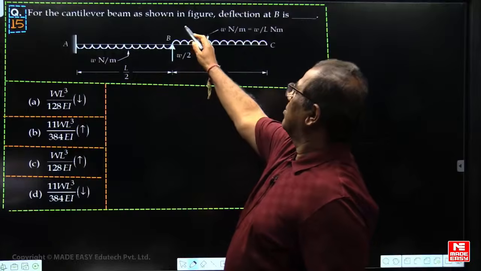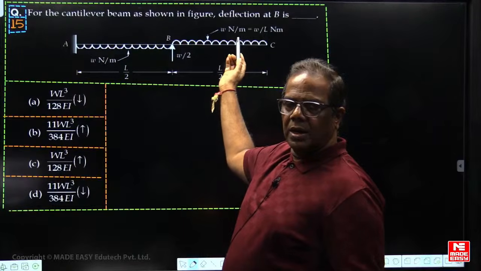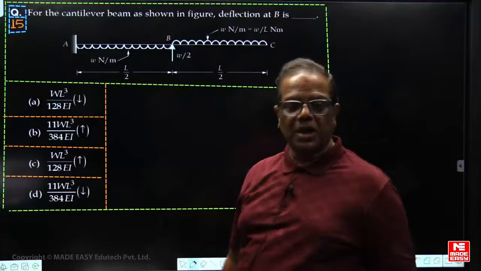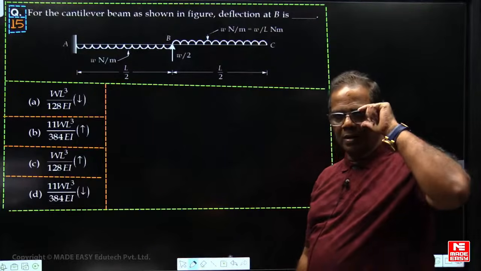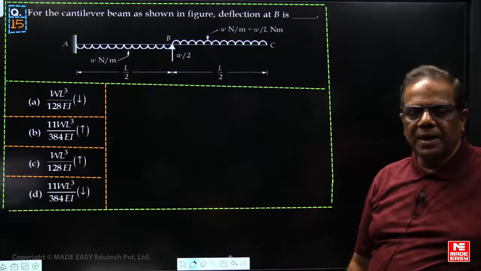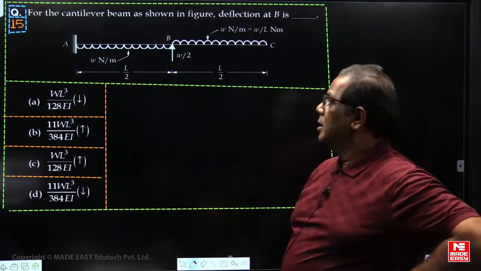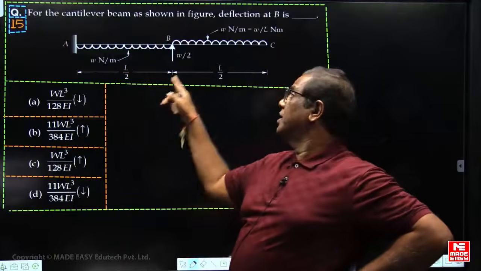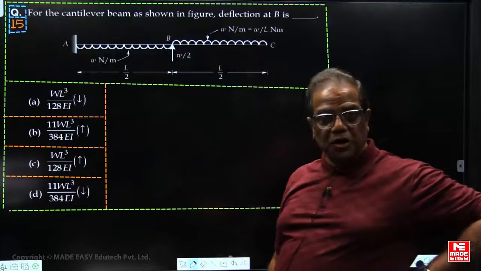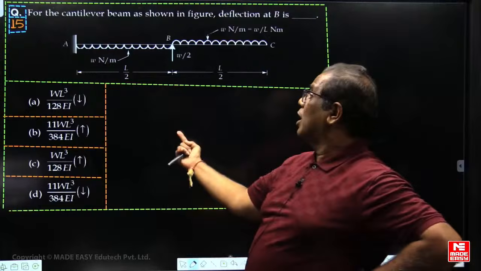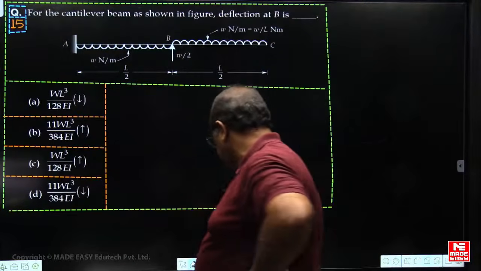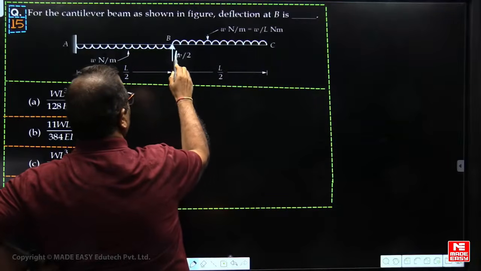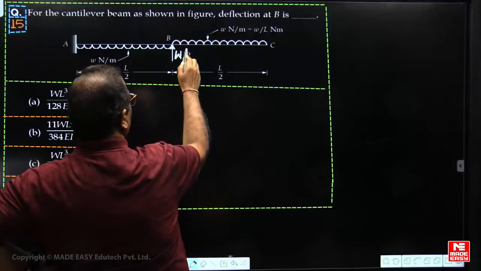For the cantilever beam as shown in the figure, deflection at B. It is loaded by two UDLs in the opposite direction: A to B upward UDL, B to C downward UDL, and a constant point load. This is a small correction. This is capital W. Some printing mistakes are there.